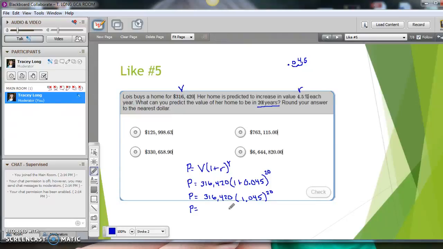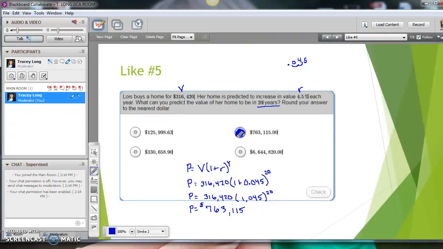But I'm going to take that decimal and I'm going to multiply it times 316,420, which was the original cost of the home. And I find that the new value, or the predicted value, is approximately $763,115, which is this answer choice right here.